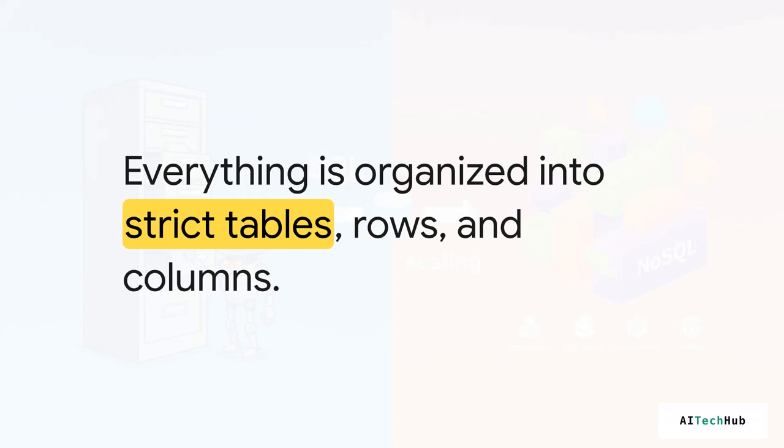Now, if you remember our previous explainer, we talked about SQL, and we introduced a very specific character, the strict librarian. That librarian demands that everything, and I mean absolutely everything, is organized perfectly into strict tables, rows, and columns. There is zero room for messiness or creative placement here. It is all about absolute order, discipline, and rigid schemas.